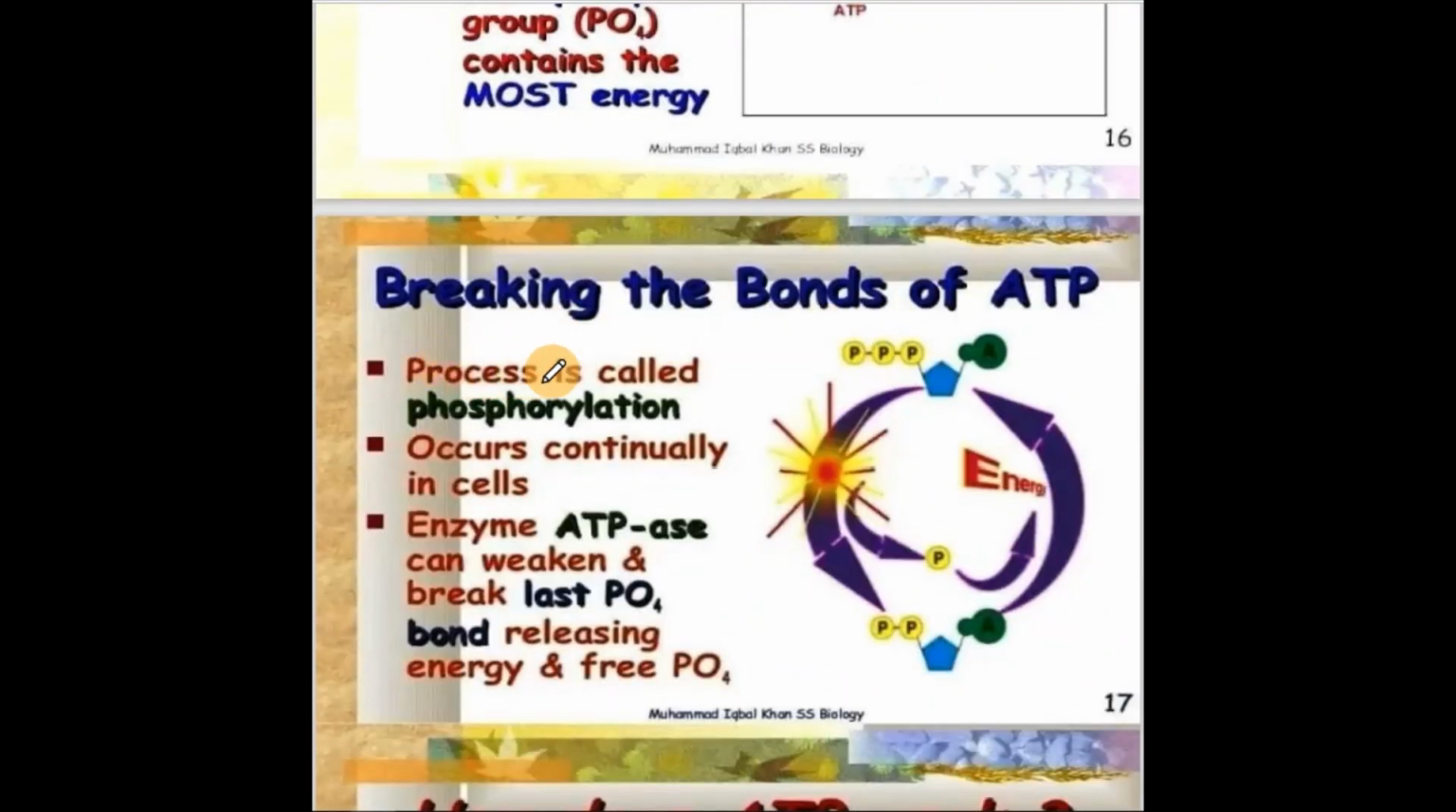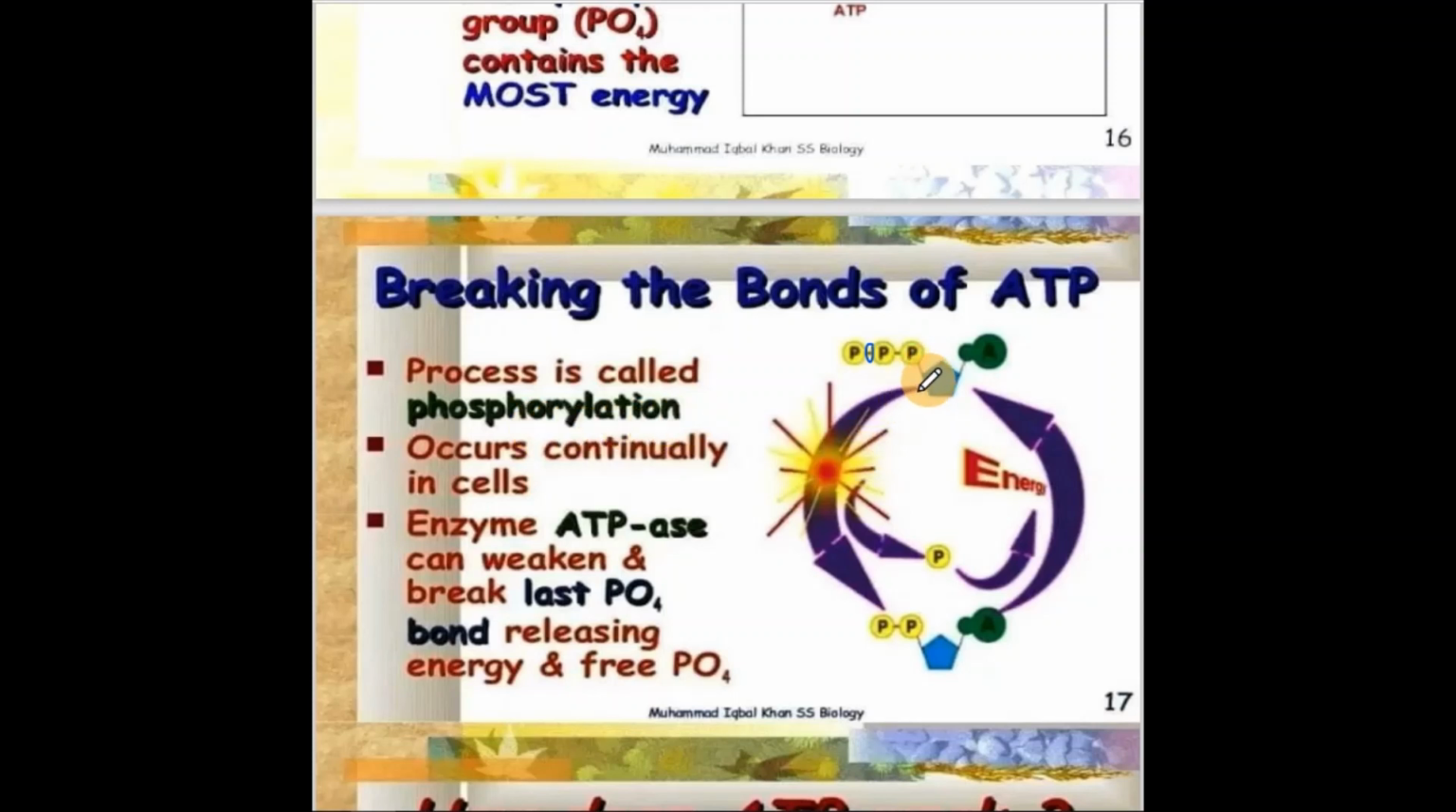The breaking of the bonds is what we call dephosphorylation. So the term here is dephosphorylation. If I break the bonds of the ATP, I call it dephosphorylation. So that breaks this bond and releases the phosphate into the environment, or let's say into the system. I call it dephosphorylation because it releases the phosphate group into the system. This process occurs continually in a cell.